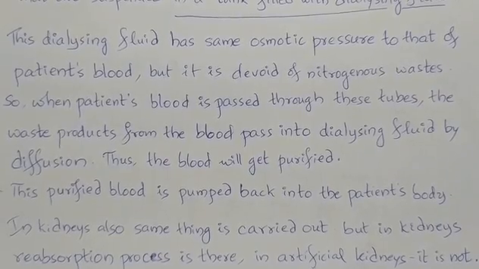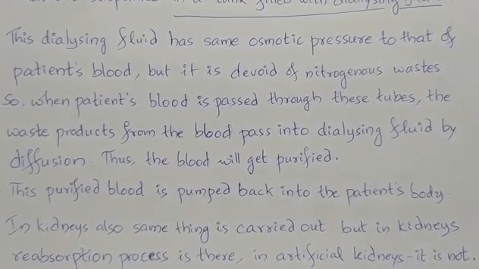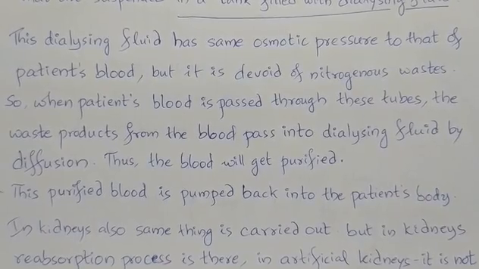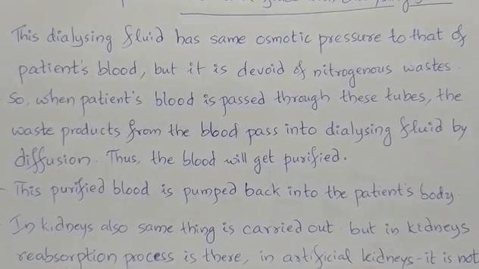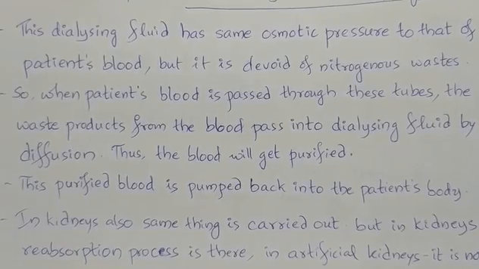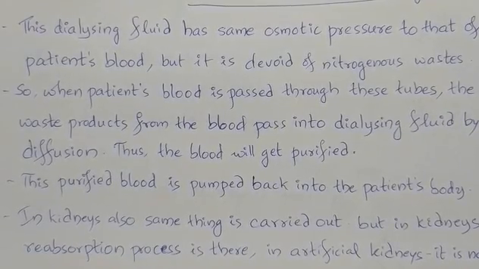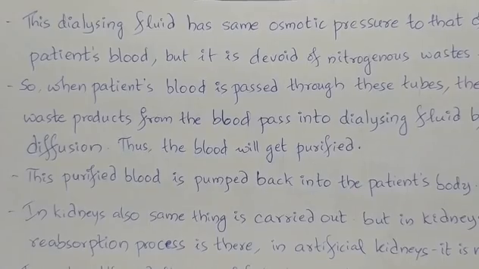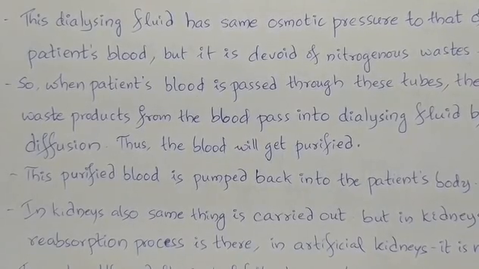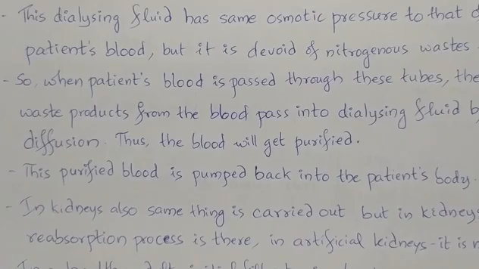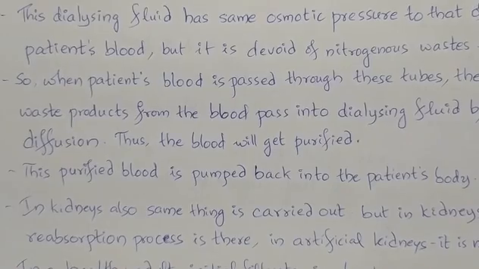In kidneys also the same thing is carried out as in the artificial kidney. How? Blood is brought to kidneys, the nitrogenous wastes are filtered out, and the filtered blood is sent back to the body. Here in the artificial kidney, blood flows through it, nitrogenous wastes are filtered out, and the filtered blood is sent back to the patient's body. So both kidney and artificial kidney function the same.